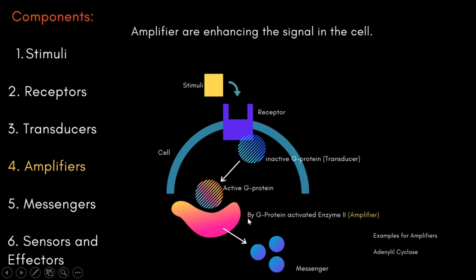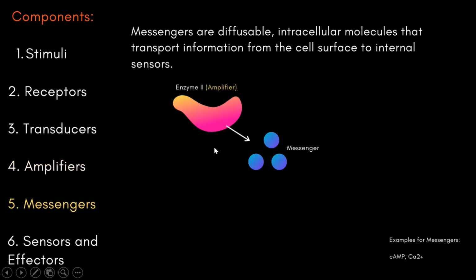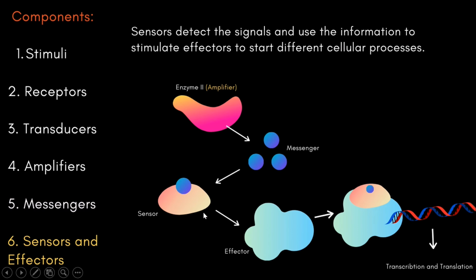Amplifiers like this G protein here simply enhance the signal inside the cell. They do so by producing diffusible intracellular molecules that transport the information from the cell surface to the internal sensors, and those molecules are called messengers. Then we have sensors which can detect those messengers and use the information to stimulate effectors, which then start different cellular processes. For example, they can start the transcription and translation of the DNA.